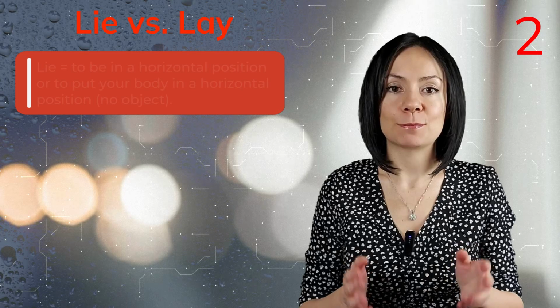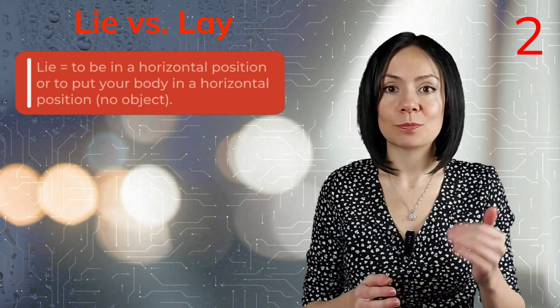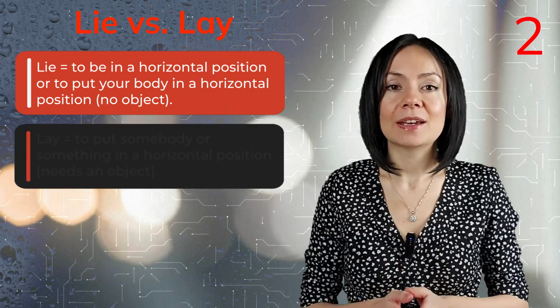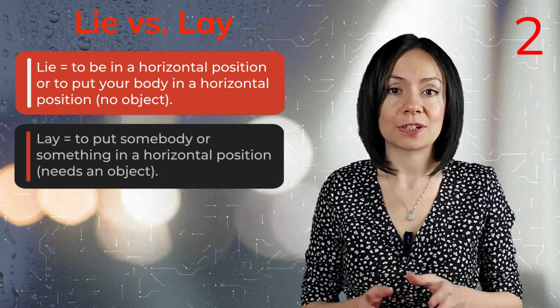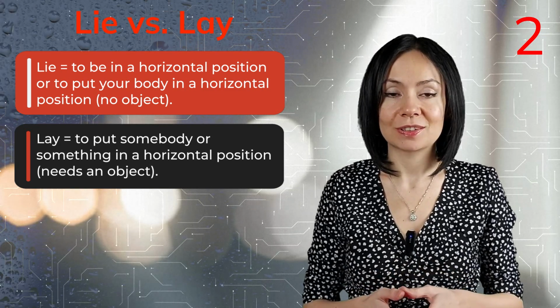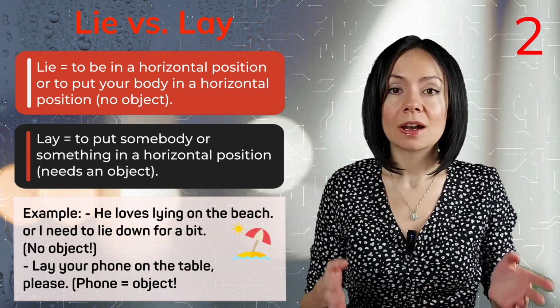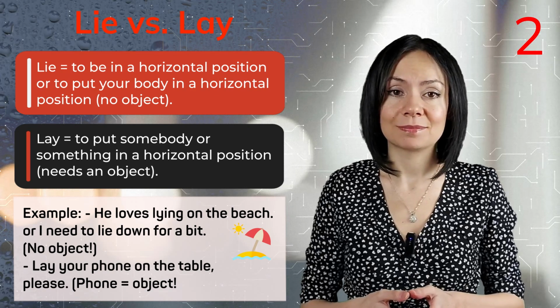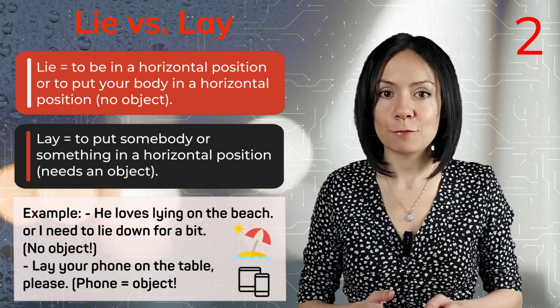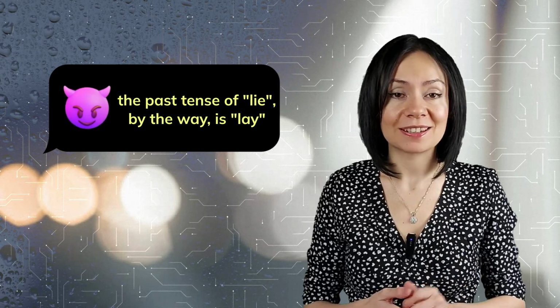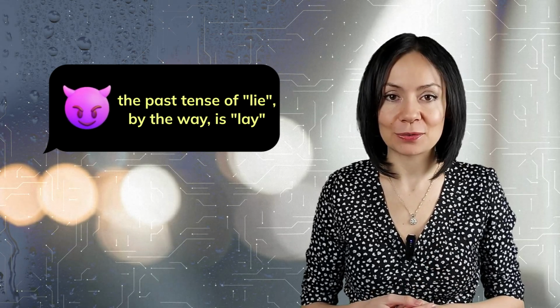Number 2, lie versus lay. Lie means to be in a horizontal position or to put your body in a horizontal position. There is no object. To lay means to put somebody or something in a horizontal position. So it needs an object. He loves lying on the beach, or I need to lie down for a bit. No object. Lay your phone on the table, please. Phone is an object. And the past tense of lie, by the way, is lay. English is evil, I know.